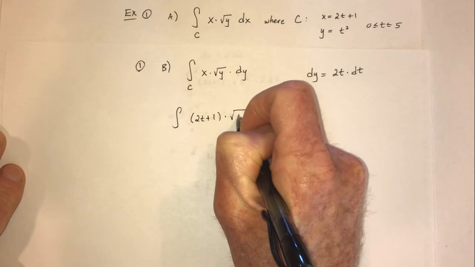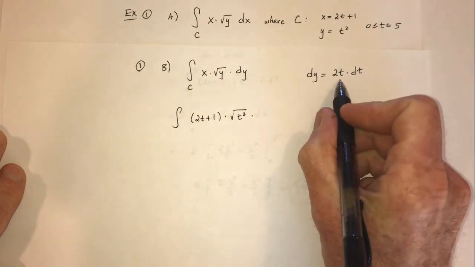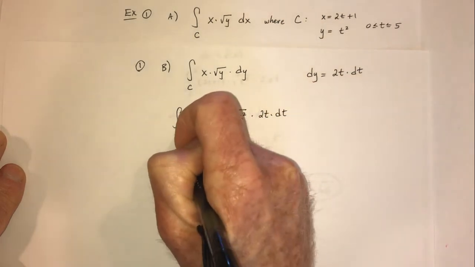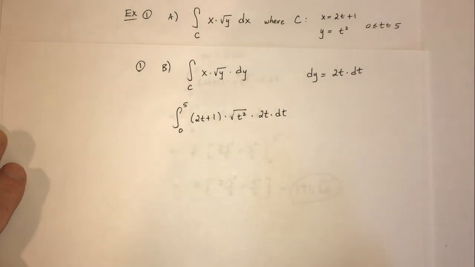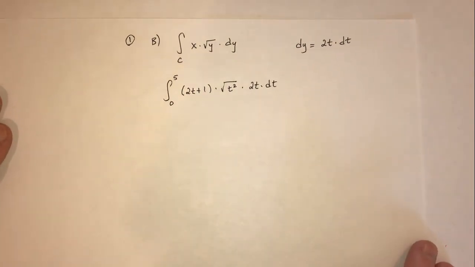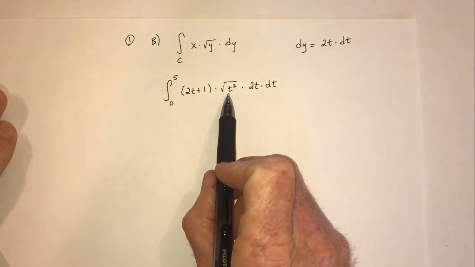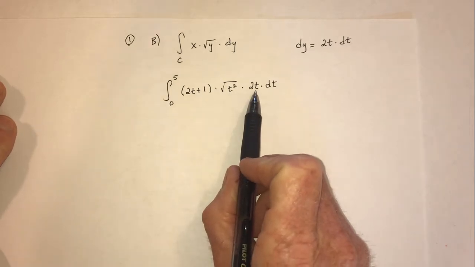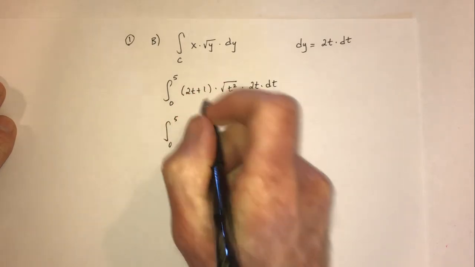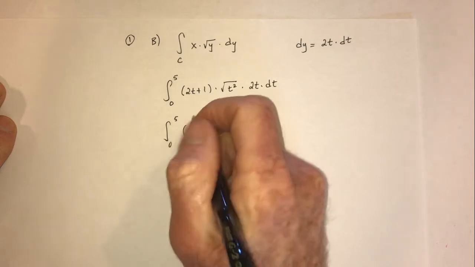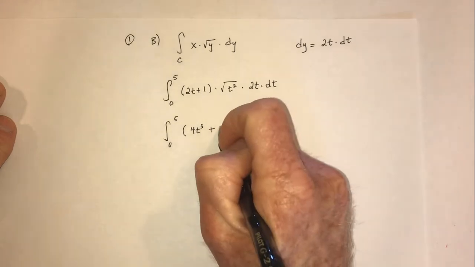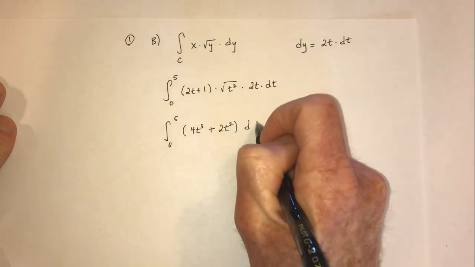And then the square root of t squared. And then we need to multiply by the dy. So that's going to be 2t dt. And then integrate from 0 to 5. So again, do some algebra. This is going to be t times this is 2t squared. So I'll take the 2t squared and multiply it through. So 2t squared times 2t is going to be 4t cubed. And then 2t squared times 1.